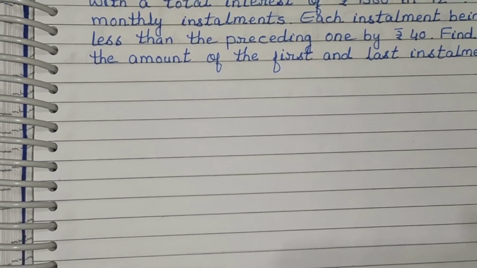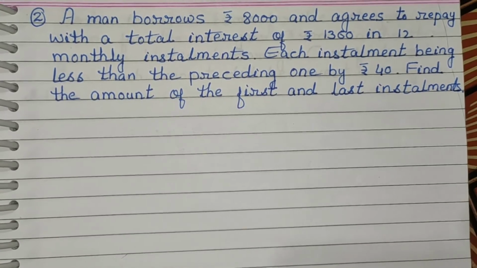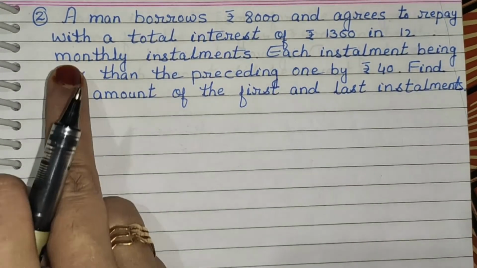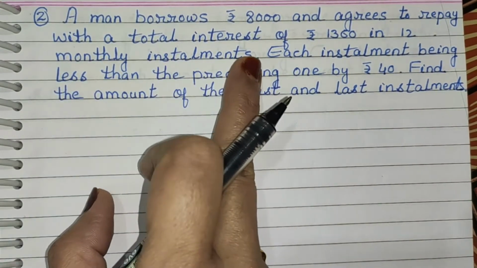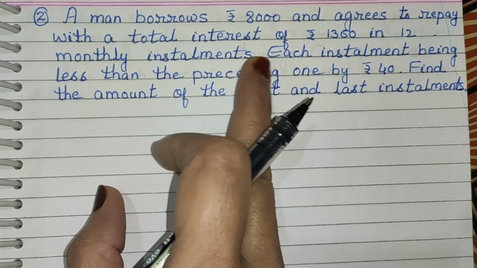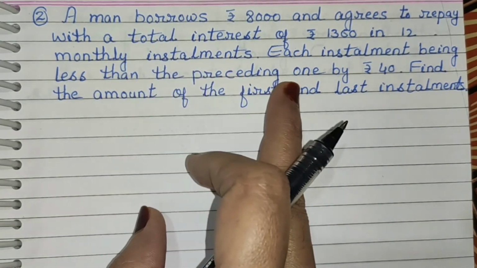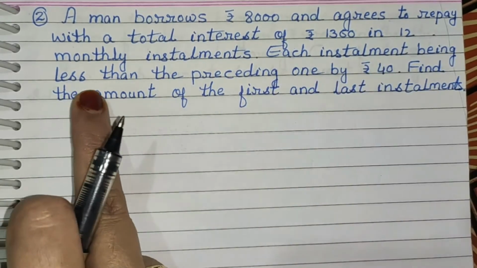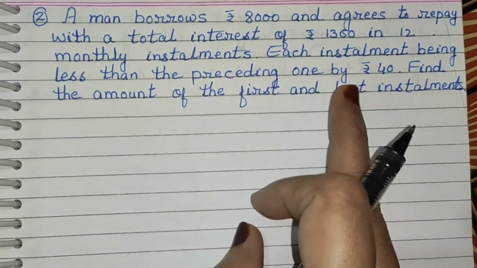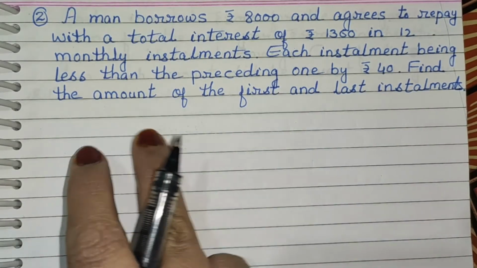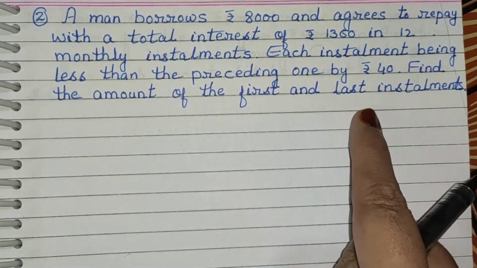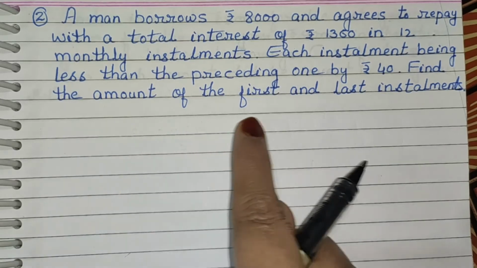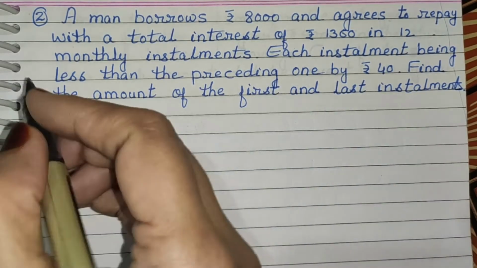Now look at the next question. Second one is, a man borrows rupees 8,000 and agrees to repay with a total interest of rupees 1,360 in 12 monthly installments, each installment being less than the preceding one by rupees 40. Find the amount of the first and last installment.